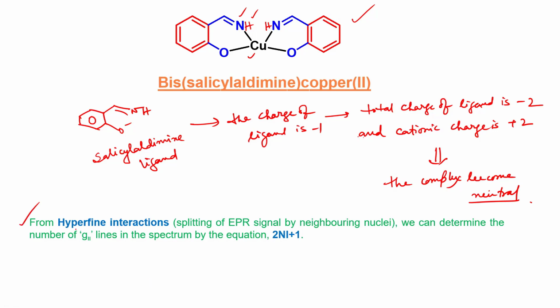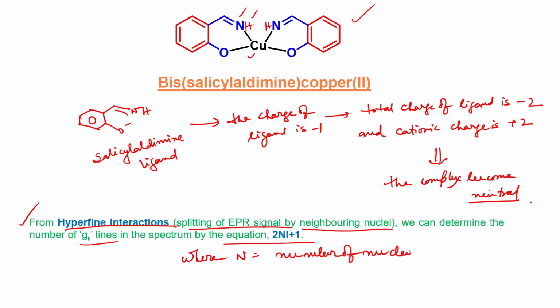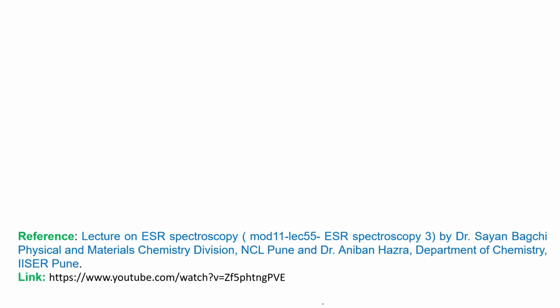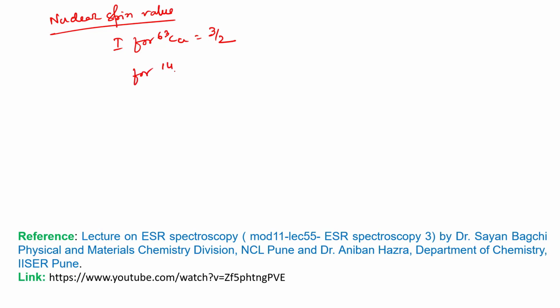Now, from the hyperfine interactions, that is the splitting of the EPR signal by neighboring nuclei, we can determine the parallel g lines in the spectrum by the equation 2nI plus 1, where n equals the number of nuclei and I equals the nuclear spin. The nuclear spin values I for 63Cu is 3/2, for 14N is 1, and for 1H it is 1/2.